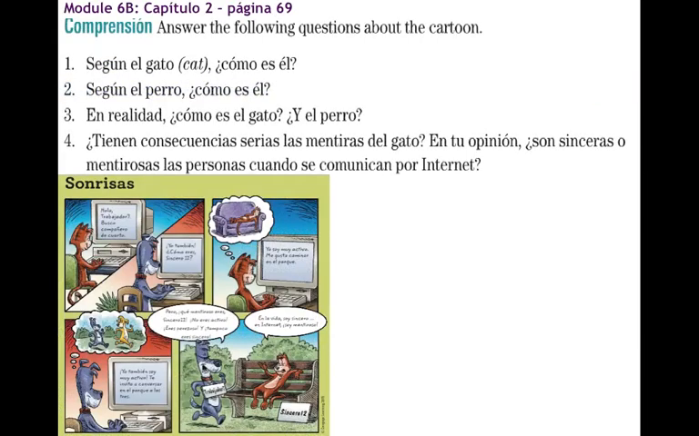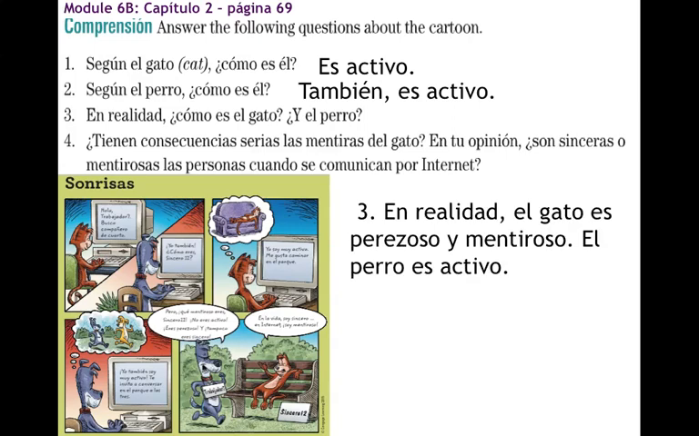Bien, un repaso. Según el gato, according to the cat, ¿cómo es él? How's he like? Es activo. Según el perro, ¿cómo es él? También es activo. En realidad, ¿cómo es el gato y cómo es el perro? En realidad, el gato es perezoso y mentiroso. El perro es activo.